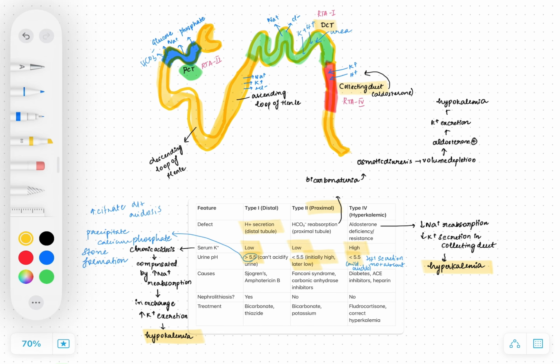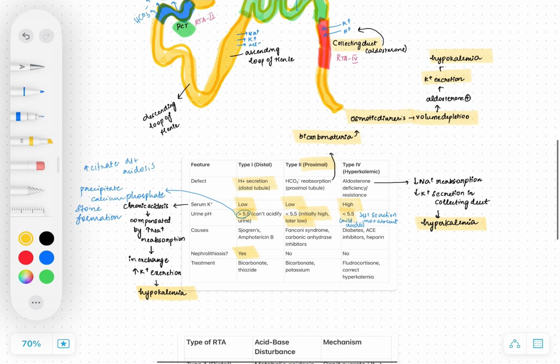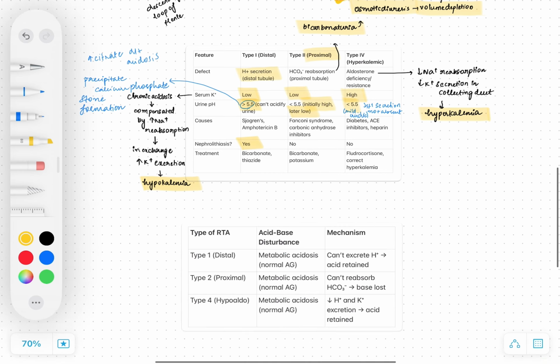Urine pH is high in type 1. It is initially high, later low in type 2. In type 4 it is low, that is mildly acidic. Nephrolithiasis is mainly seen in type 1 only. In type 1 the defect is H plus secretion. Type 2 is a bicarbonate resorption defect, and type 4 is aldosterone deficiency or resistance.